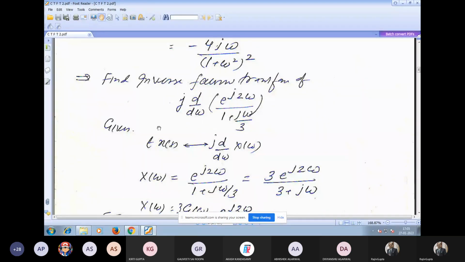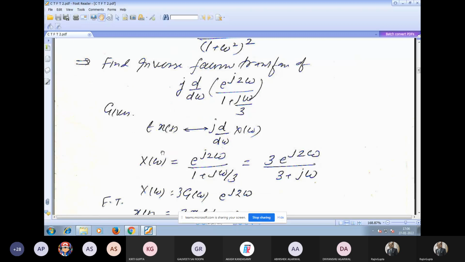Now we have another numerical. You have to find the inverse transformation of j d by d omega of e to the power j2 omega over 1 plus j omega by 3. So basically, if I talk about d by d omega of anything, that is capital X of omega in the frequency domain, that means there must be a multiplication of minus jt in the time domain.